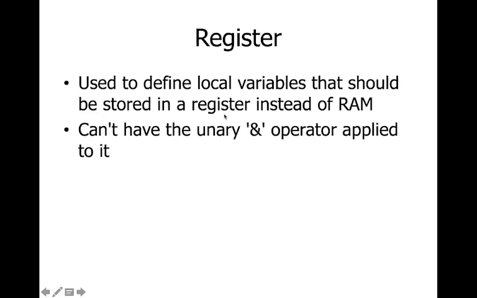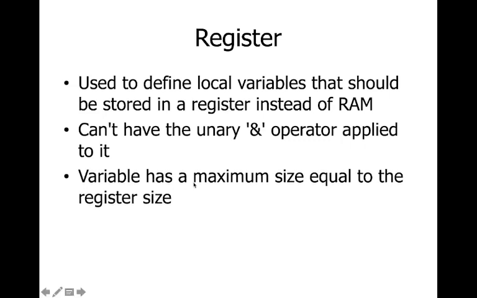So we have to simply use the keyword register. We can't have the unary ampersand operator, because if we are using register, then the ampersand operator will not be used. So we will not be able to find the address of that variable. The variable has a maximum size, and it will be equal to the register size. In the previous case, if it is an integer variable, its size will be 4 bytes. But if you are declaring it as register, then it will have the size of the computer's register. If it is a 32-bit register, 32 bits can be stored. If it is a 64-bit register that is being used, then we can store 64 bits. So this way we can declare.